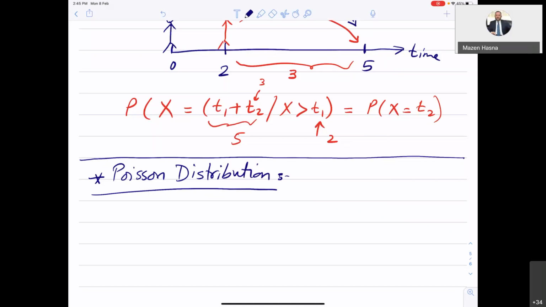Okay, let me do it at the end. I want to finish Poisson, and then we'll do it at the end for those who want extra explanation.